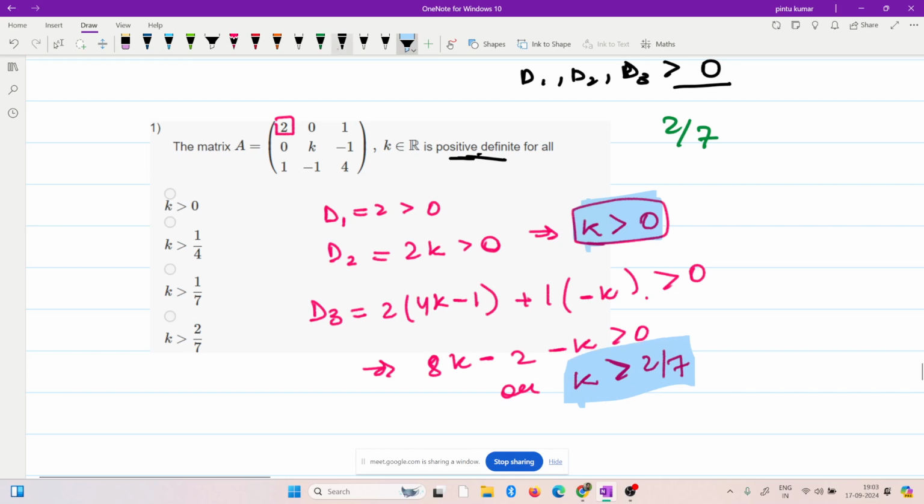So we want both these conditions to be satisfied, that my k is greater than 0 as well as k is greater than 2 by 7. So what is the common region among these two? The common region is k is greater than 2 by 7. So this fourth option is the correct answer.